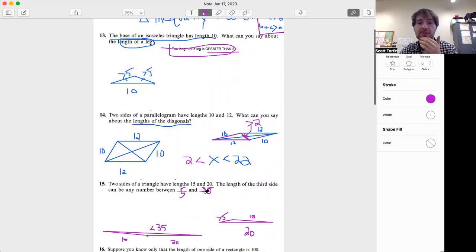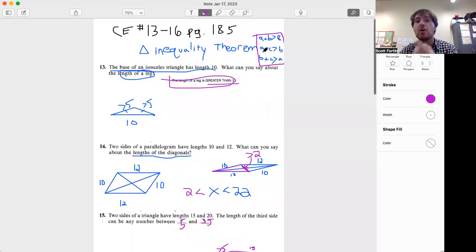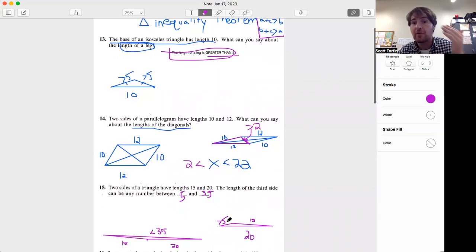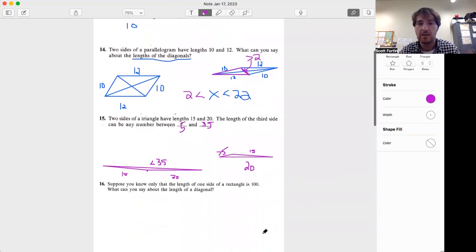If I want to double check my answer, 5 plus 15 gets me equal to 20. So this number needs to be greater than 5. Greater than 5 plus 15, greater than 20. And we're good to go there.